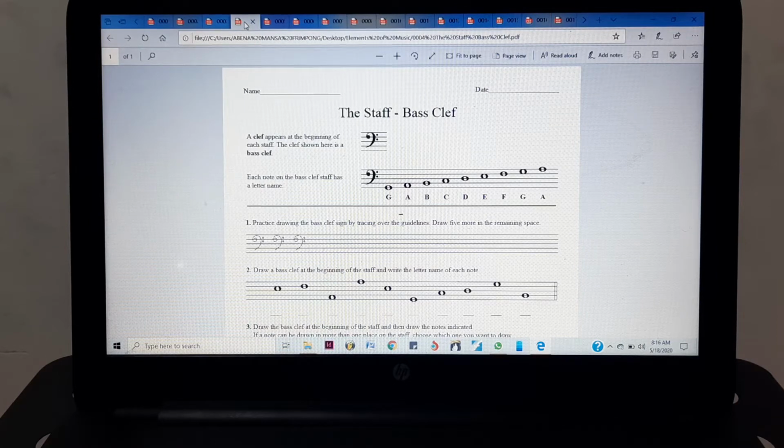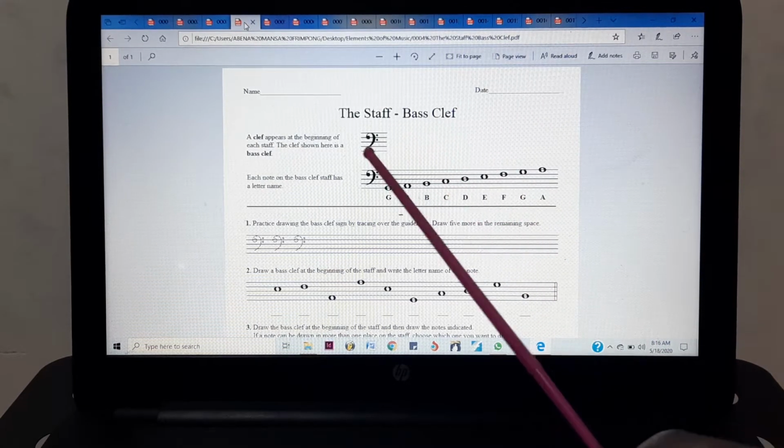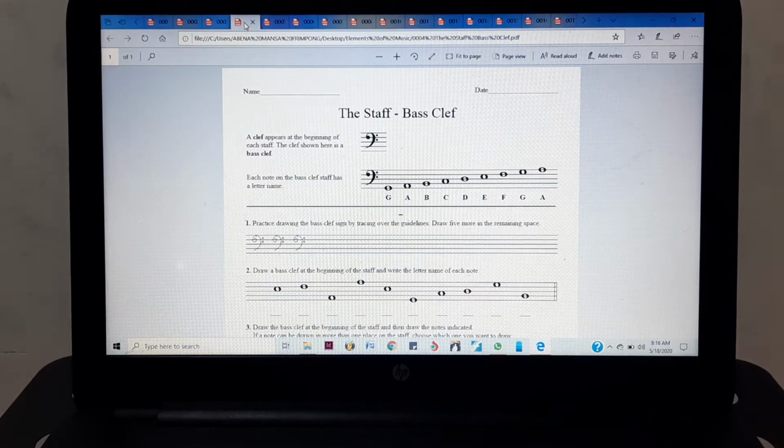Okay, so what we have now is the bass clef. As you can see, this is how we draw the bass clef. Now the clef plays a major role in writing music. The clef tells us who is going to play the music, which instrument is going to play the music, which voice is going to play the music.